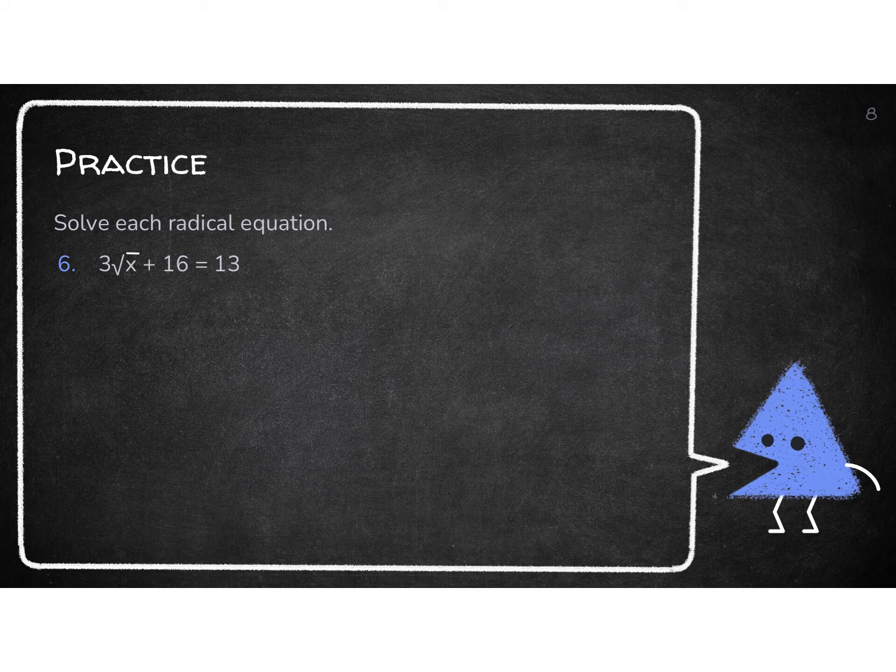Last one here, let's go ahead. We're going to highlight that piece there. And we're going to get rid of the things on the outside. So I'm going to get rid of whatever's being added first. So I'm going to get rid of that by subtracting 16. So I have 3 square root of x equals -3.